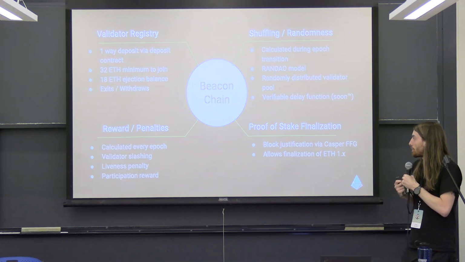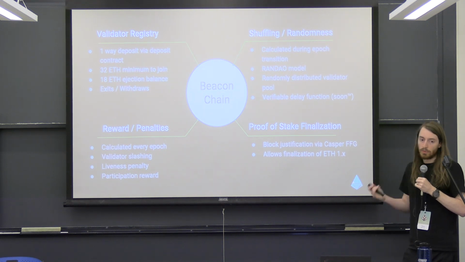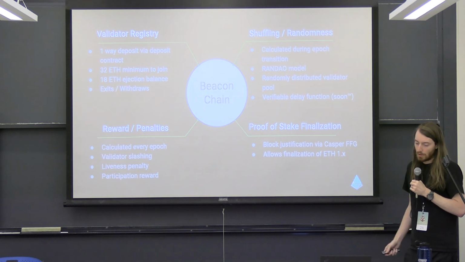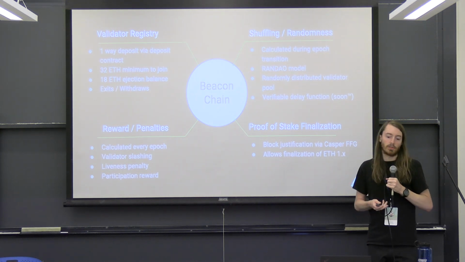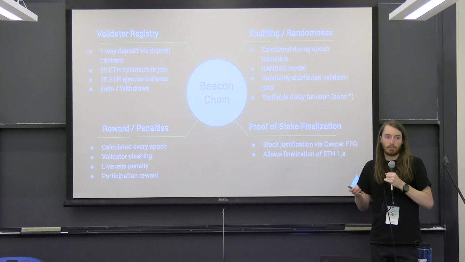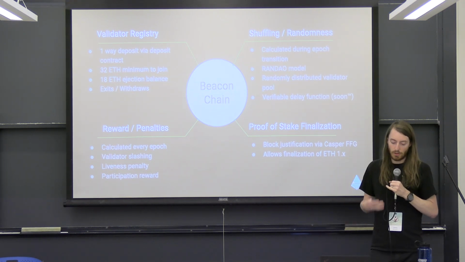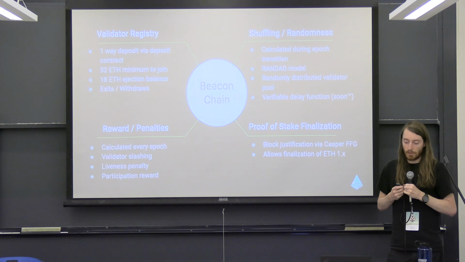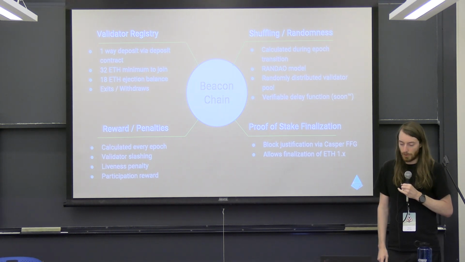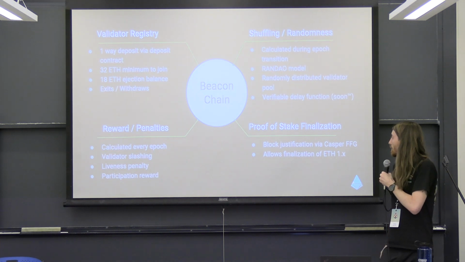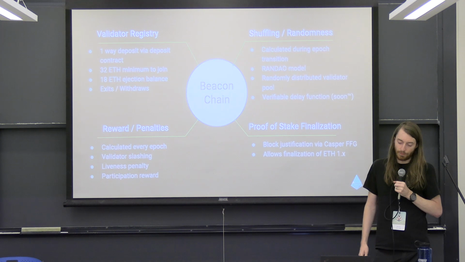And the last part that we need is the proof of stake finalization. And so that's having finalized checkpoints where we have more than 2/3 of the stake agreeing on a certain block to be finalized, and then nothing can be reverted before that. So that's part of Casper, and we can actually use that to finalize the ETH1 chain.